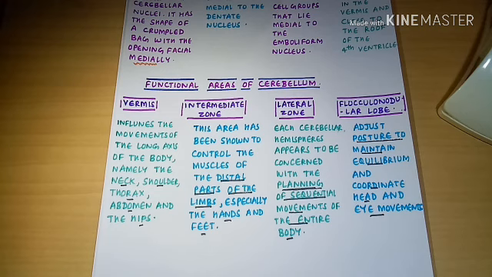So in general, we have four areas in the cerebellum: vermis, intermediate zone, lateral zone, and the flocculonodular lobe. The vermis will control the long axis of the body, the intermediate zone will control the distal part of the limbs, and the lateral zone will control the planning of sequential movement of the entire body. The flocculonodular lobe will adjust the posture, maintain the equilibrium, and coordinate the head and eye movements. So that's all for this part of the video.